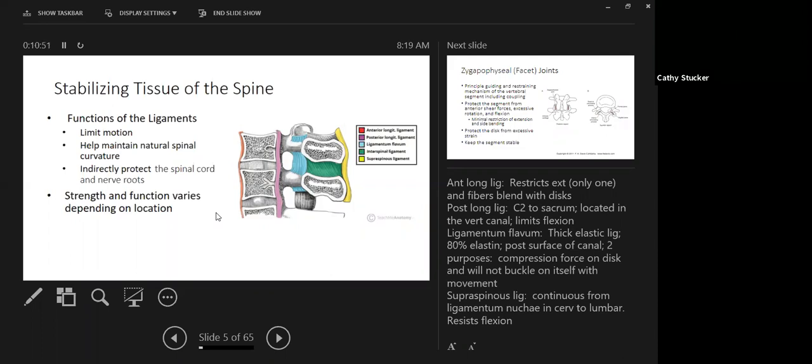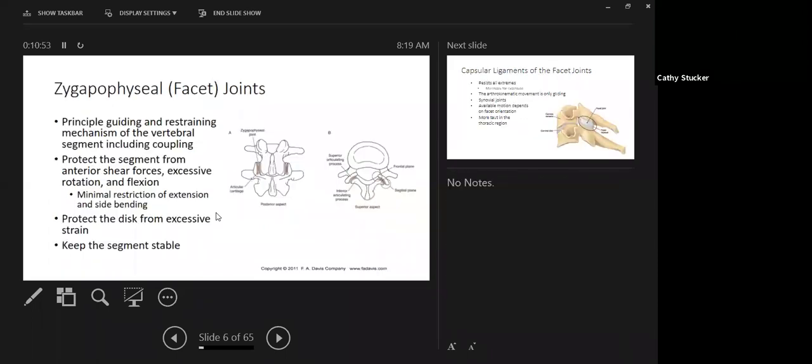Ligaments are so important. All right, the other important feature: the zygapophyseal joints, or the facet joints. You might call them Z joints. Typically, we're going to call them facet joints because it's easier to say. They join each vertebra together. So the top vertebra is joined to the one below it at their facets with a capsule, a synovial joint.